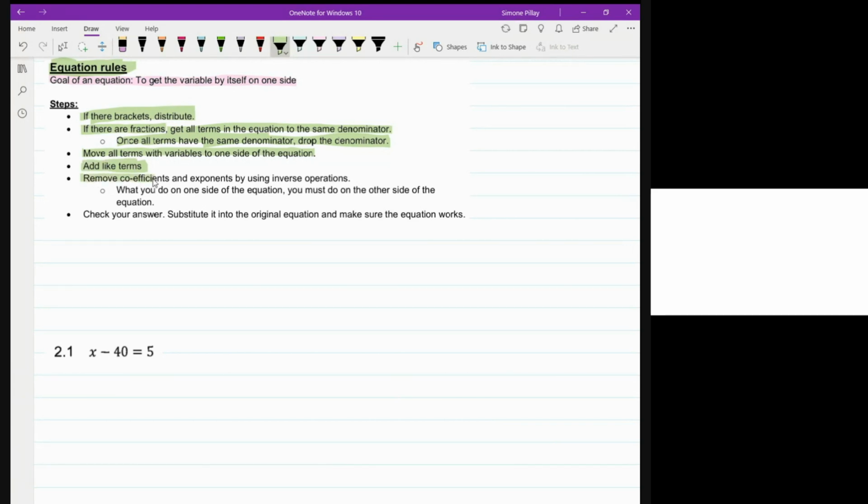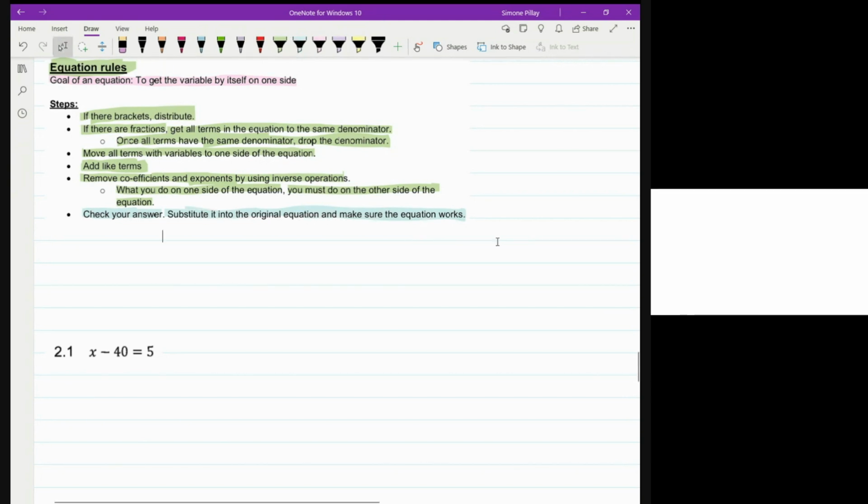Then you are going to remove coefficients and exponents by using inverse operations. Remember, coefficients basically mean multiplication, so the inverse of that would be division. Where you have exponents, the inverse of an exponent is a root. And remember, whatever you do on the one side of the equation, you must do on the other side of the equation. Once you follow all of these steps, they will bring you to your answer. And once you get it, you can always check your answer. You substitute the answer you got into your original equation and make sure that it actually works.